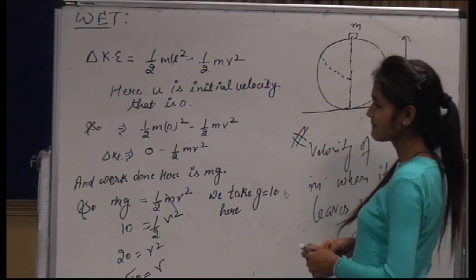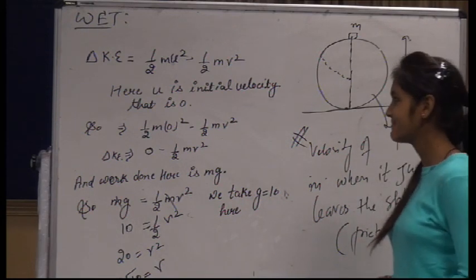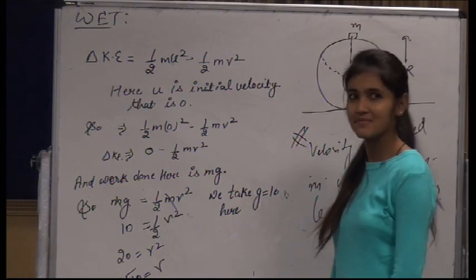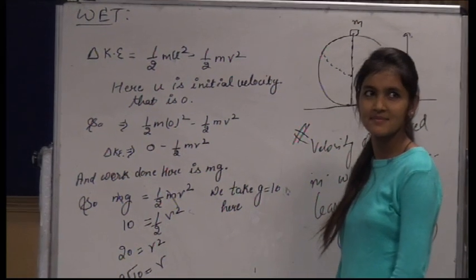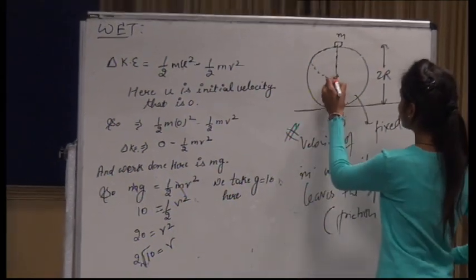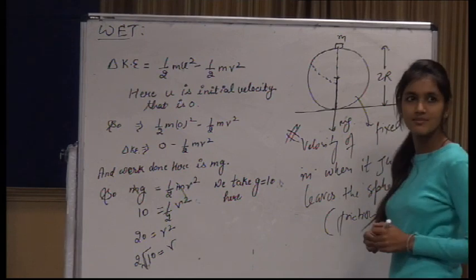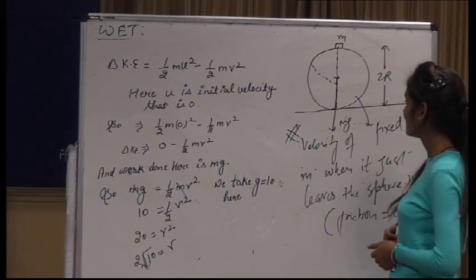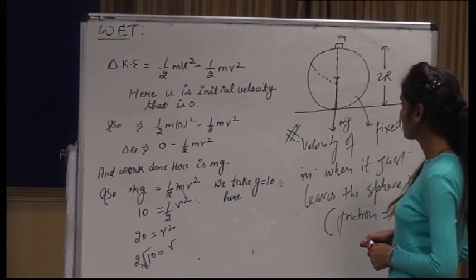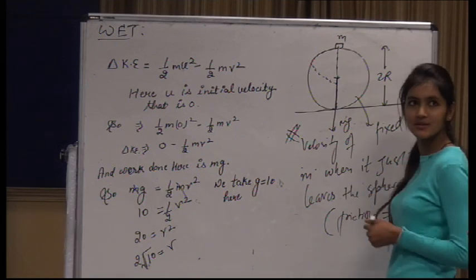Wait a minute. And work done here is mg. Work done is by gravity, no? So how much is work done? No, mg is the force. Mg cannot be work done. Work done is always force into displacement. What is the displacement?